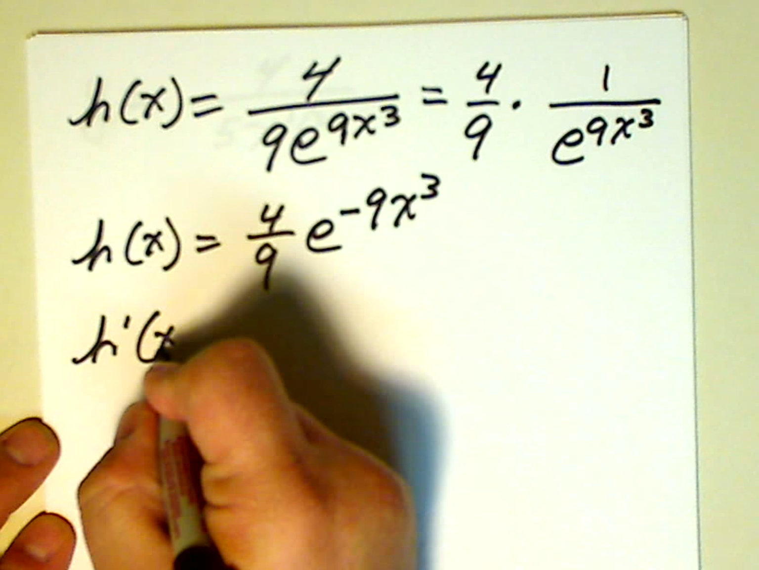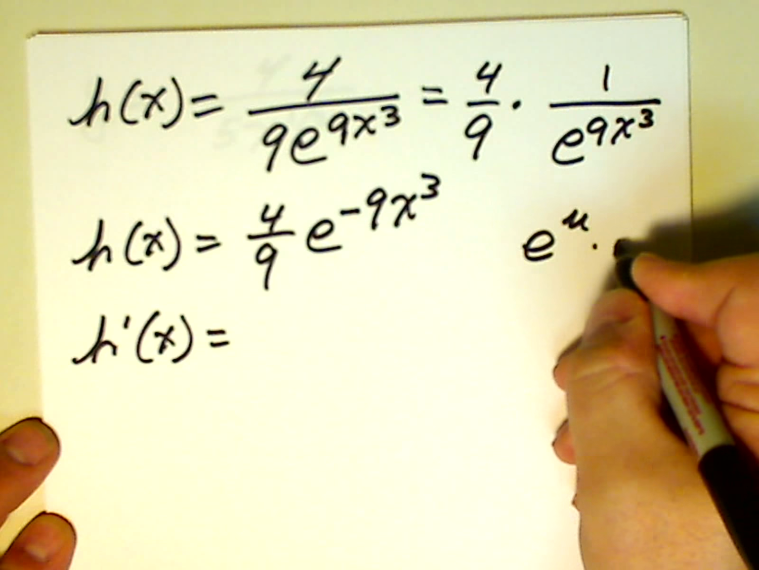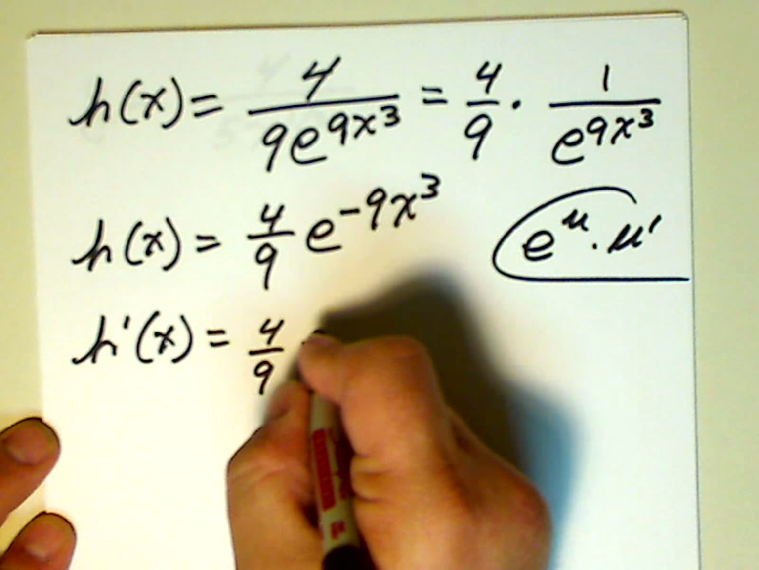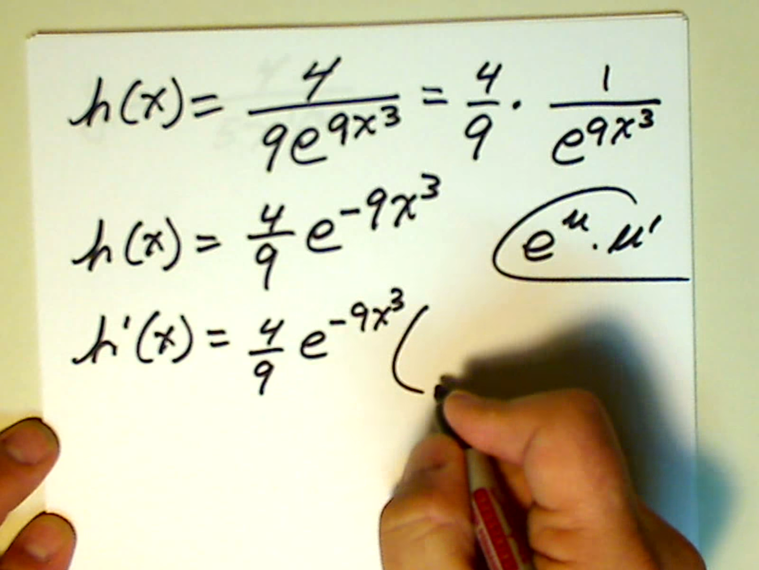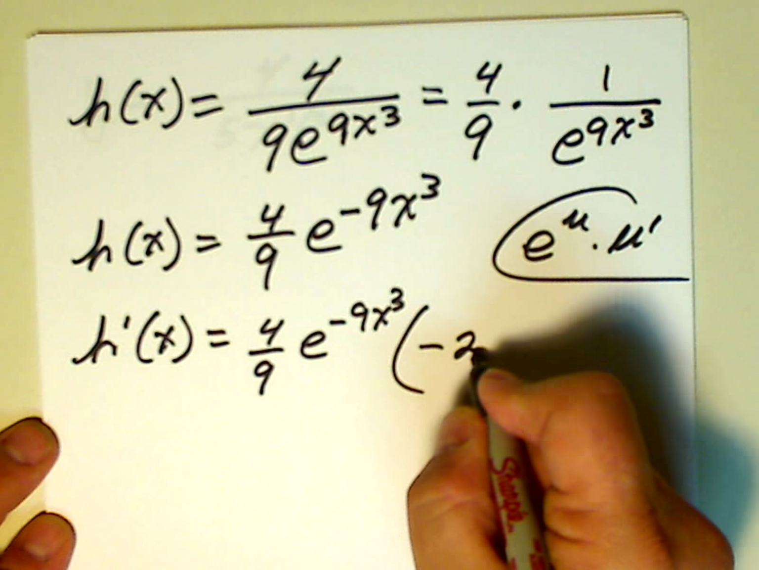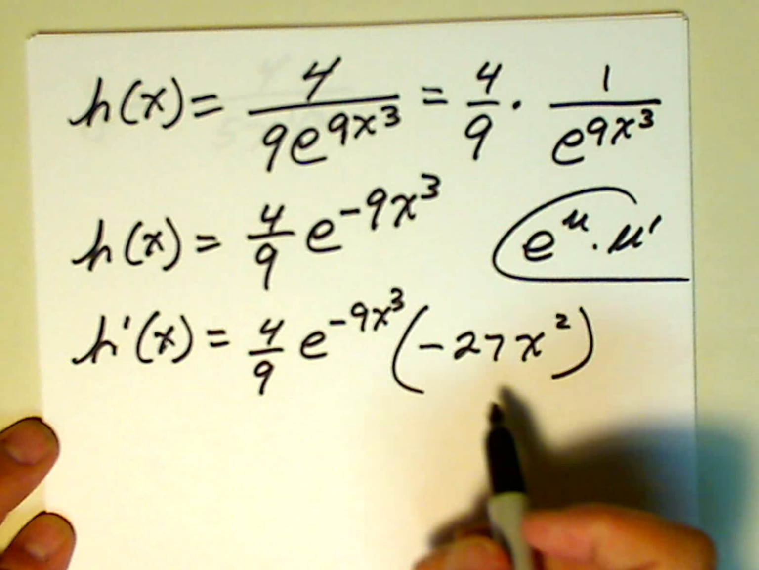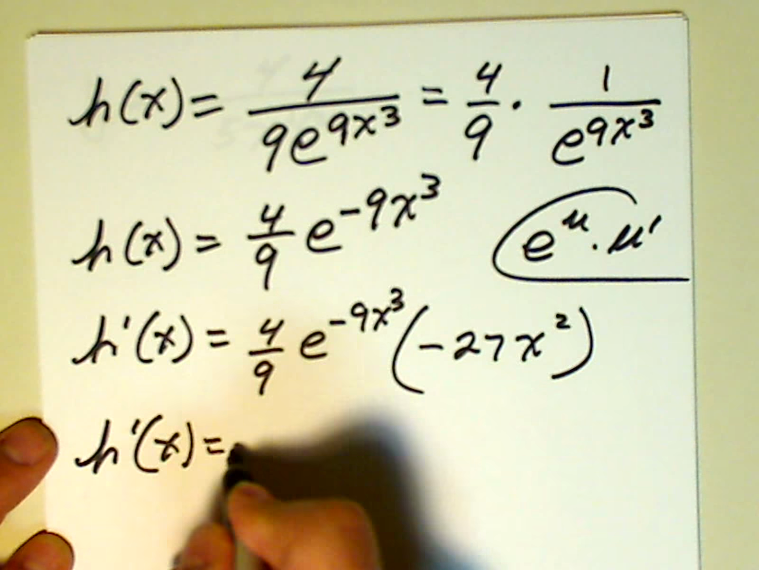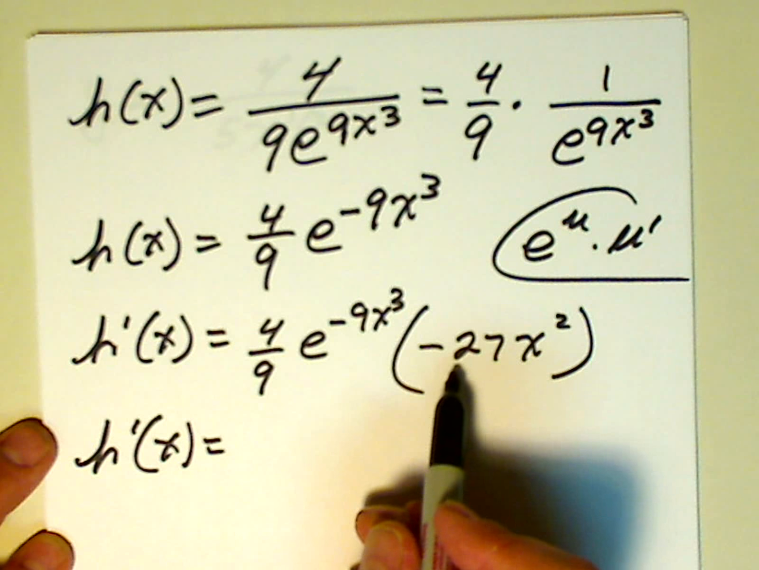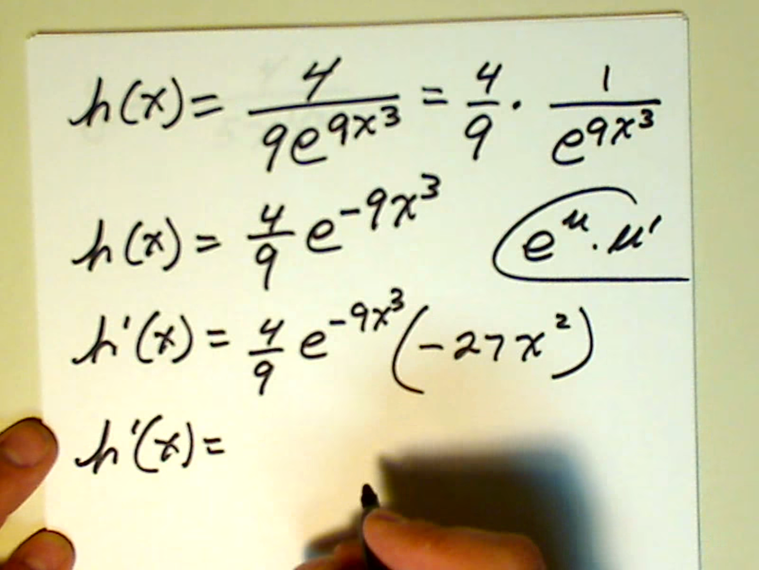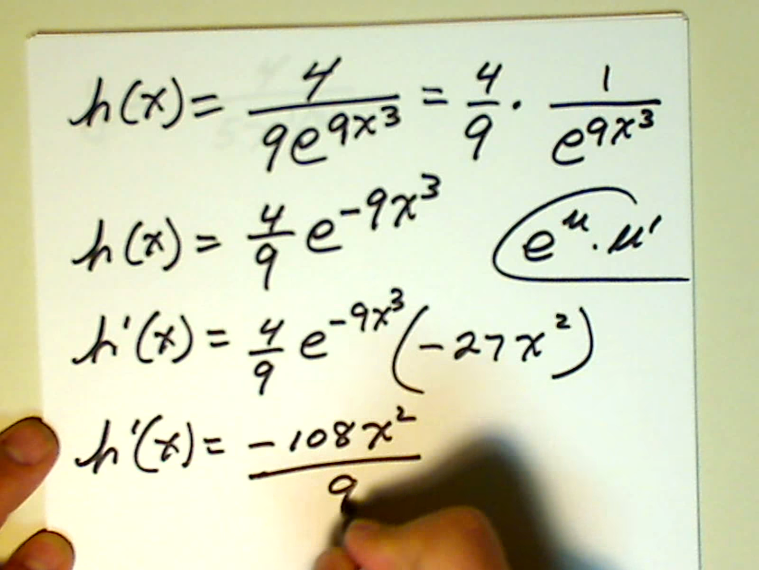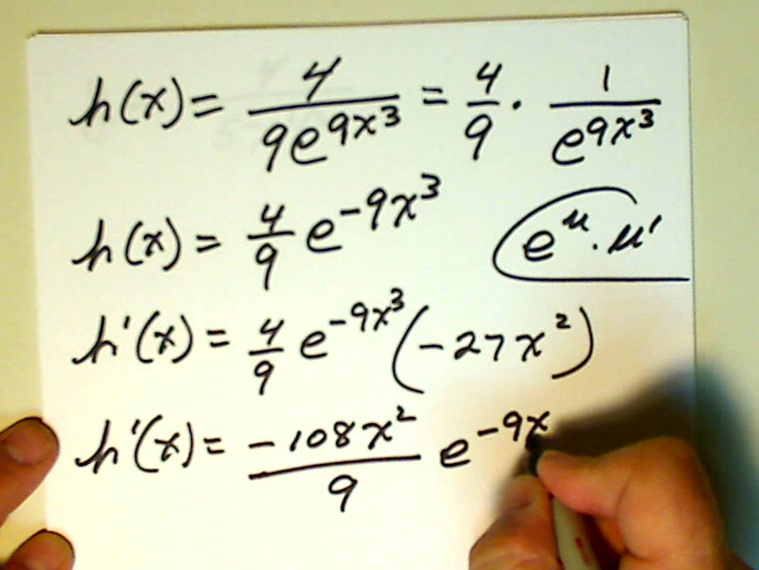So h prime of x is equal to, remember, this is e to the u times u prime. So we're going to rewrite the function 4 over 9 e to the negative 9x cubed. And we're going to multiply by the derivative of the exponent, negative 9x cubed. And the derivative is negative 27x squared. And we can clean this up now. H prime of x is equal to negative 27x squared times 4. Let's see, negative 27 times 2 is 54, times 2 again is 108. So we have negative 108x squared over 9 times e to the negative 9x cubed.